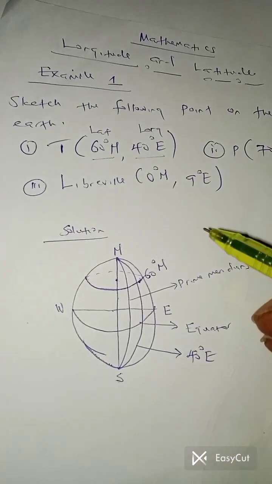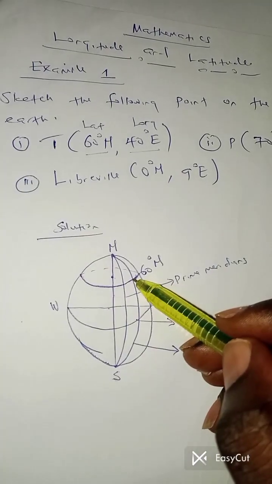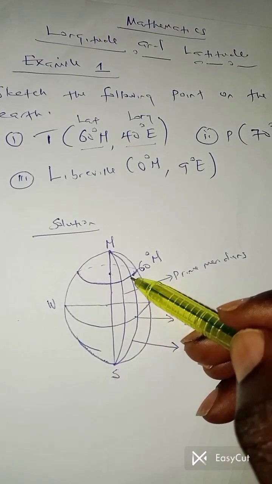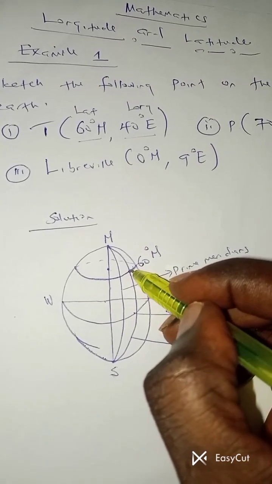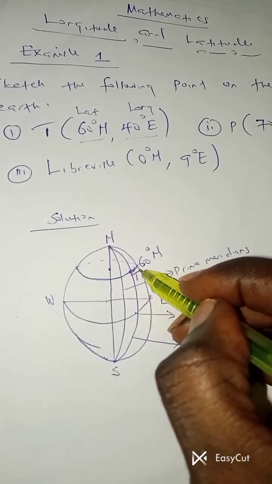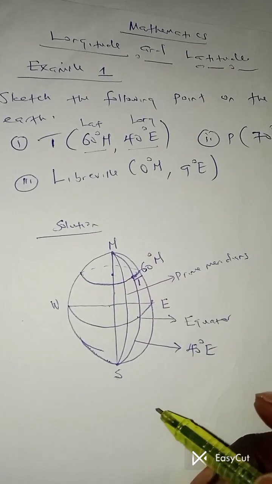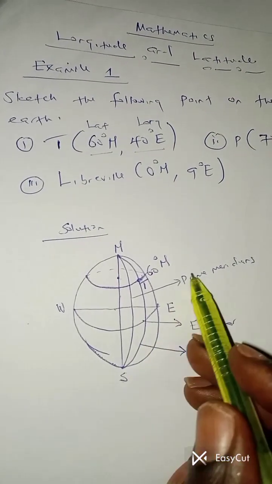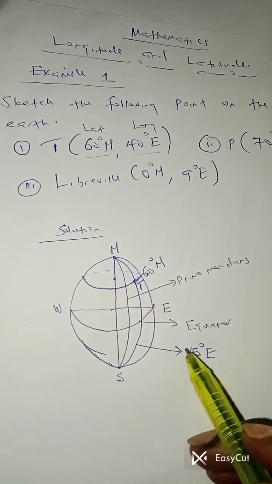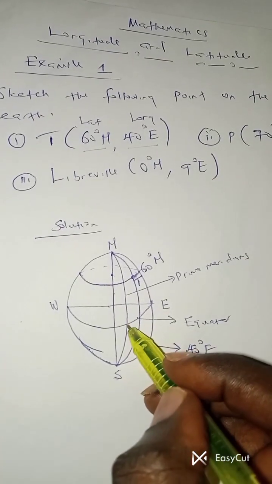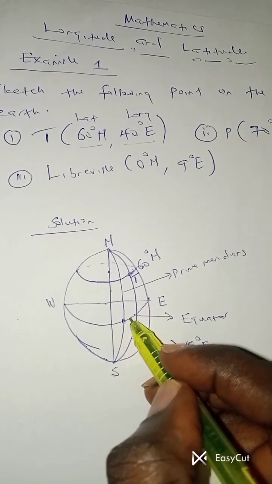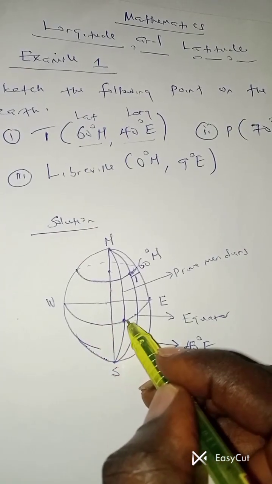So now I need you to look at the intersection of this line 60° as well as this line 40°. Where both of them intersect is my point T. Where both of them intersect is my point T. Why? Where the Greenwich meridian or the prime meridian and the equator, where both of them intersect is this. This is the equator line. This is the slice of the equator.